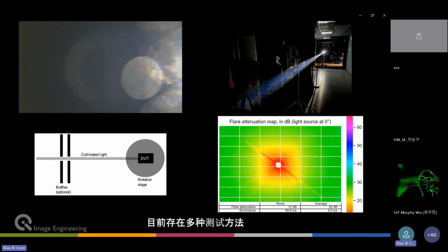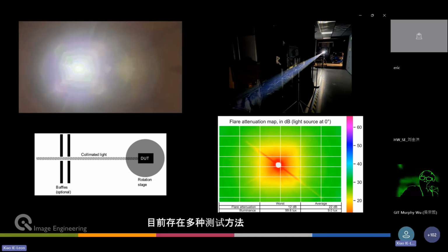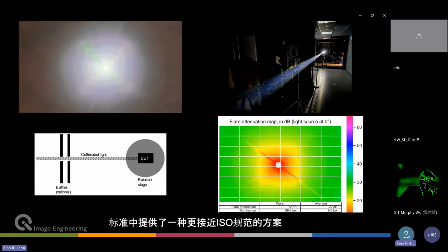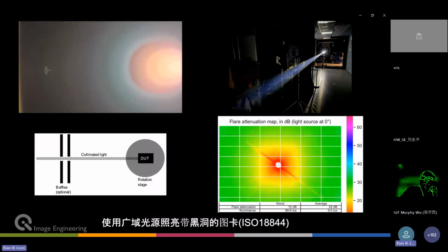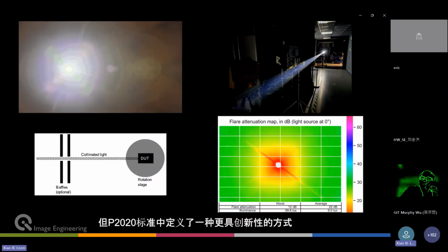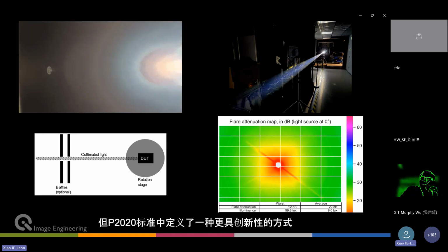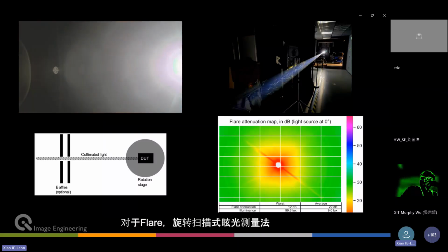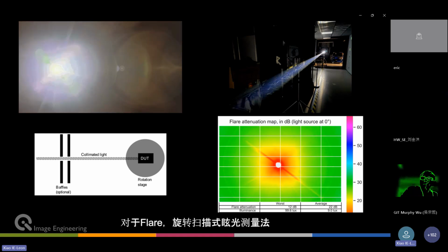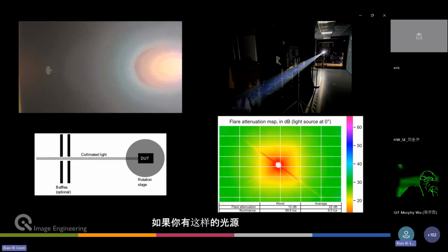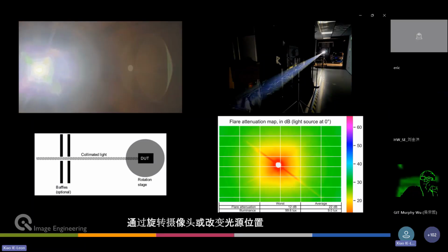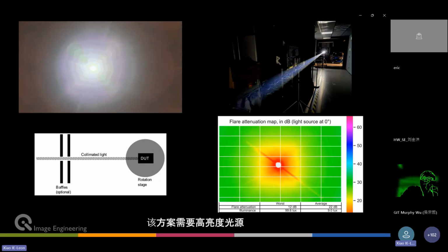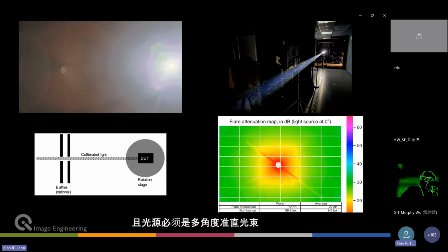So there's a different approach for how you can do that. In the standard, there's one that is closer to the ISO standard, where you have a bright white area and then black dots on top of that. But I think the more interesting measurement that is defined here in P2020 is the flare measurement, where you scan through the entire hemisphere and change your camera. You can do that by either changing the position of the light source or by rotating the camera. But what you need is a bright light source with collimated light from different angles.